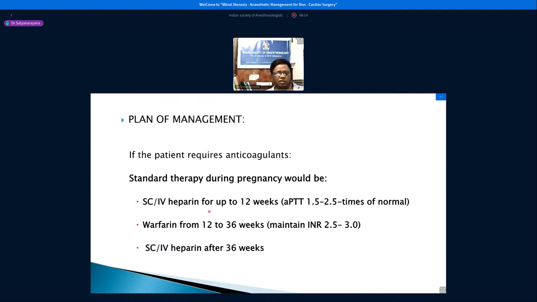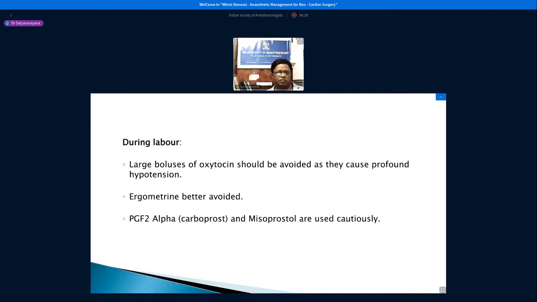it is better not to use warfarin at all during pregnancy when anticoagulation is required. So throughout pregnancy, when the patient requires anticoagulation because of atrial fibrillation, it is only subcutaneous heparin. No more warfarin is recommended as far as the latest guidelines are concerned.